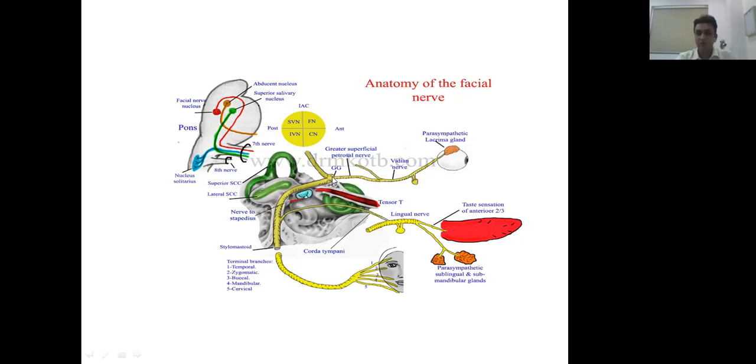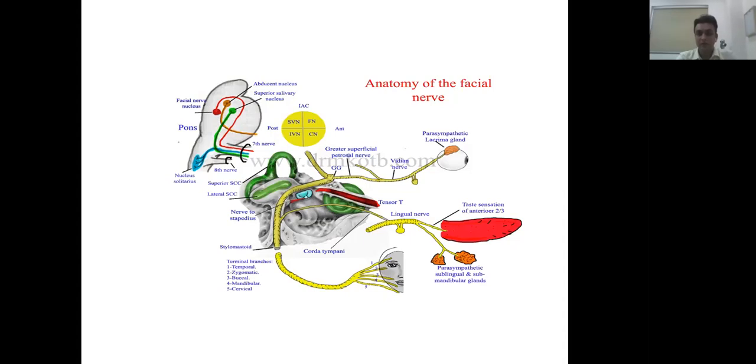Labyrinthine portion of the nerve then becomes a horizontal part of the nerve, or it is called the tympanic part of the nerve. The junction of labyrinthine portion and tympanic portion is called the geniculate ganglion, from which the first branch of the nerve arises, which is known as the greater superficial petrosal nerve. Fine. So greater superficial petrosal nerve is the first branch of the facial nerve that arises at geniculate ganglion at the junction of labyrinthine and tympanic portions of the nerve.